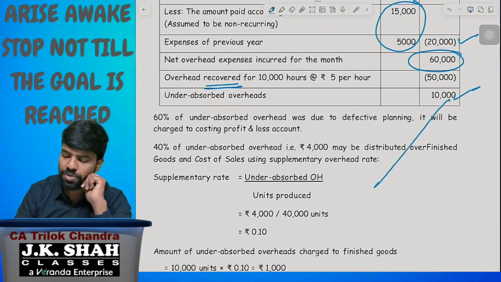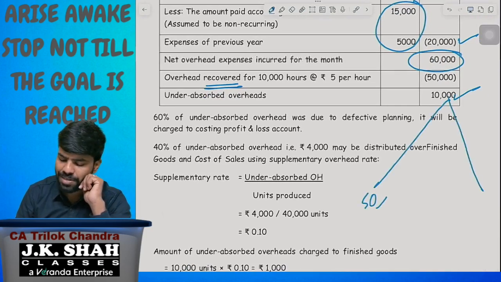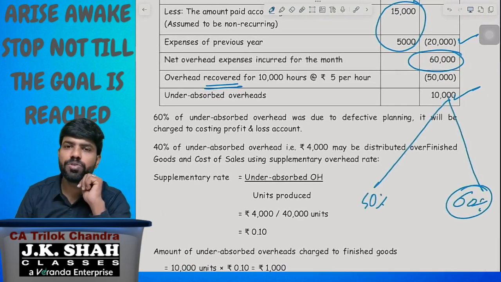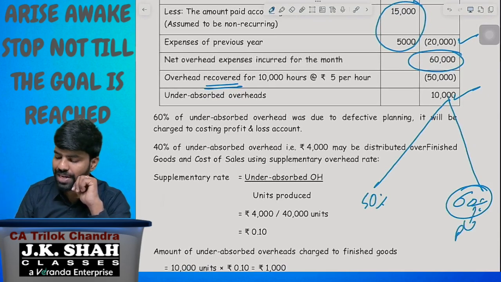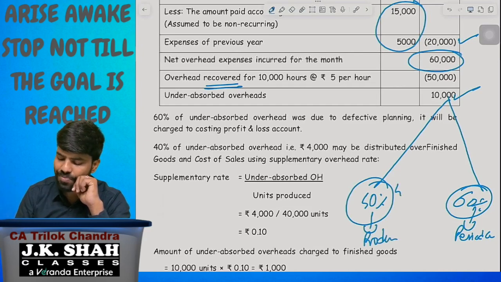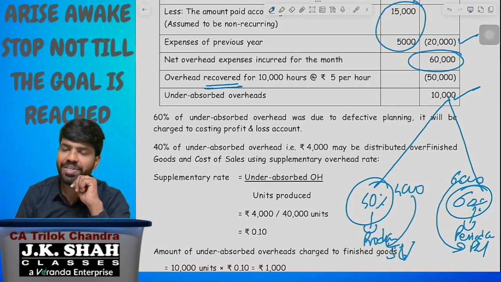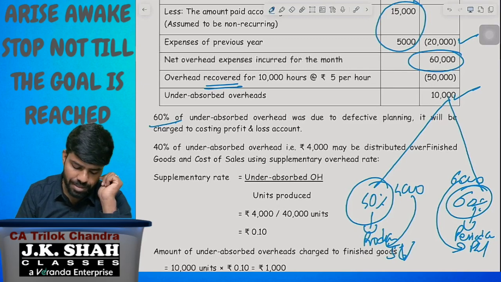Out of this 10,000, two classifications, 40% and 60%. 60% due to defective planning, which we treat as period cost, and 40% we will classify as product cost. 40% is 4,000, 60% is 6,000. This 6,000 will be transferred to the P&L account. 4,000 will be considered for the stock valuation, using the supplementary rate.